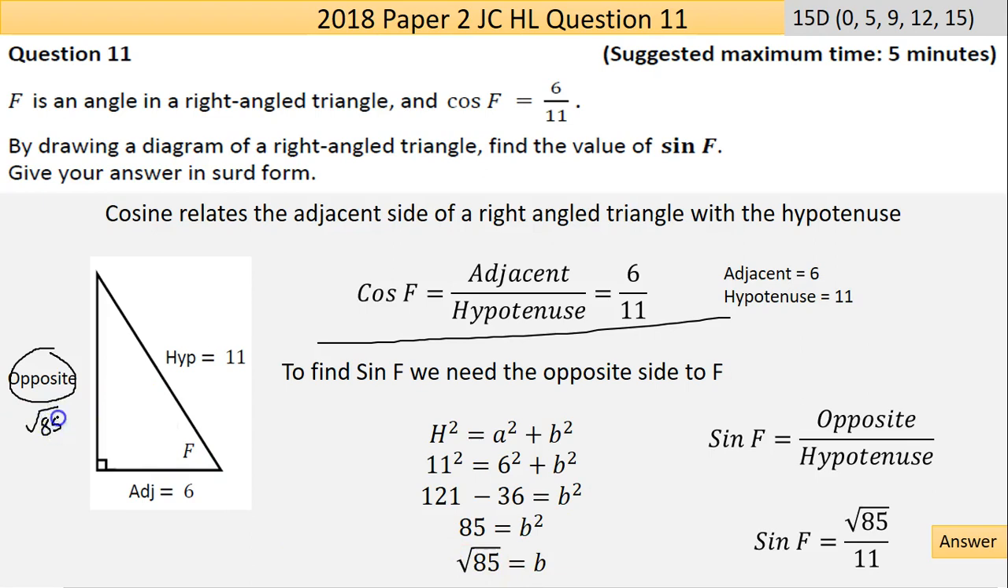I know that sine of an angle relates the opposite to the hypotenuse. So it's the square root of 85 over the hypotenuse of 11. And that's my answer. It's in surd form because it's in square root form. Job done. That's question 11, so see you on question 12.